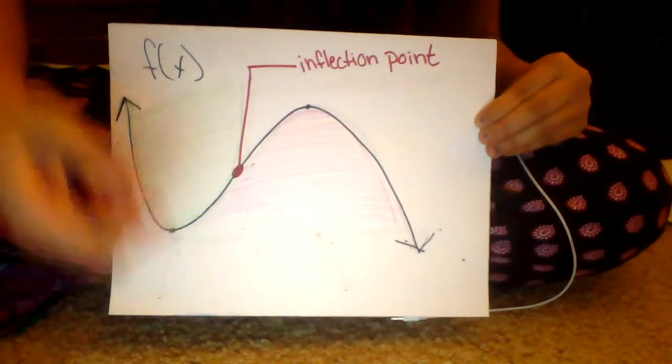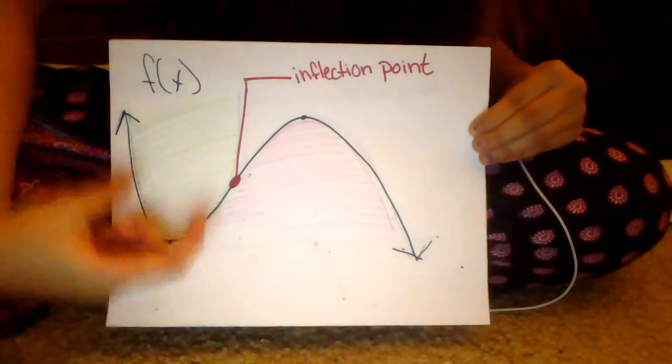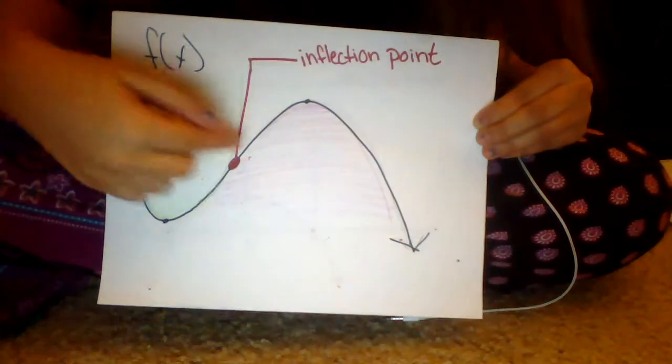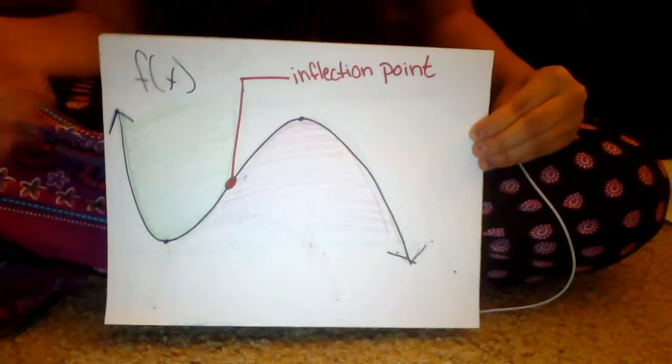Looking at this graph, we can see that the first part of the graph is actually concave up, and the second part of the graph is concave down. Where these two converge, or there is this little straight line, is where we find the inflection point of our function.